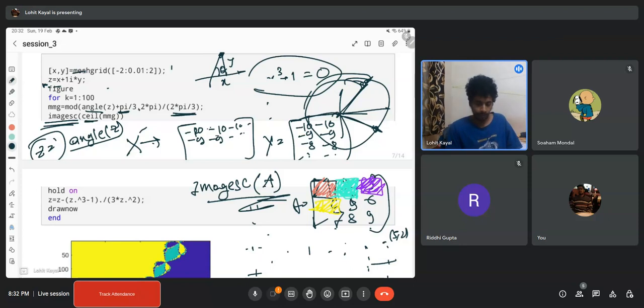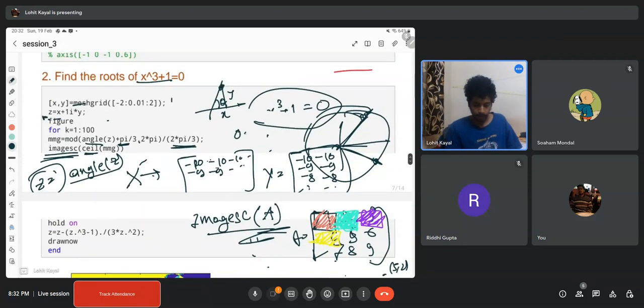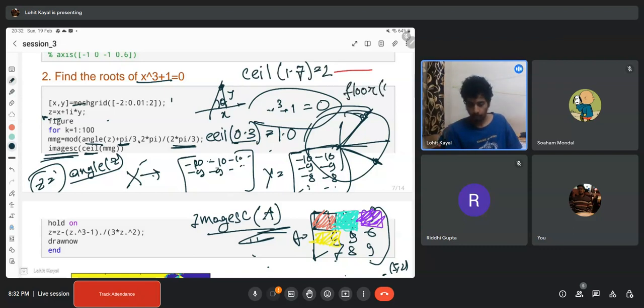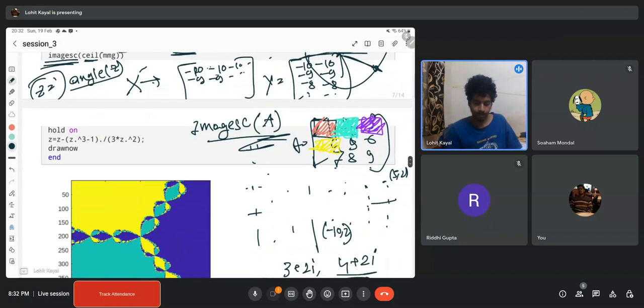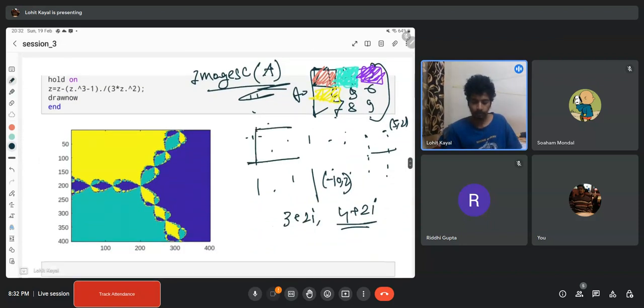Ceil means the ceiling. Suppose you have a value like 0.3. If you use ceil, it will give you the value of 1. If you use ceil of 1.7, it will give you the value of 2. Corresponding to it, there is another thing which is called floor. Floor of 0.3 will be 0. Floor of 1.7 will be 1. This is just like your house. At the top there is a ceiling, at the bottom there is a floor. If there is a number in between, if you use ceiling, it will go to the top. If you use floor, it will go to the bottom. Just some basic idea.